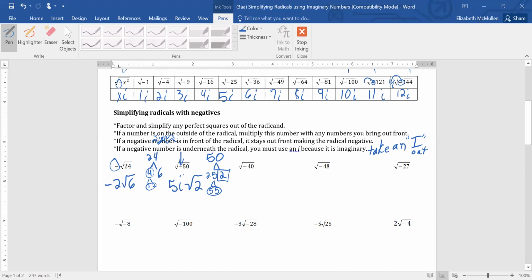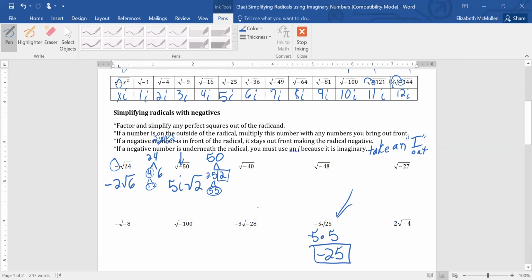All right, let's move down here. Let's get a couple examples where we have numbers on the outside. Let's look at this one right here, -5 times the square root of 25. Well, 25 has a square root, right? What's the square root of 25? It's 5. But then I already have a negative 5 out here. So negative 5 times 5 says that my answer to this is 25. So the negative 5 times the square root of 25 is negative 25.